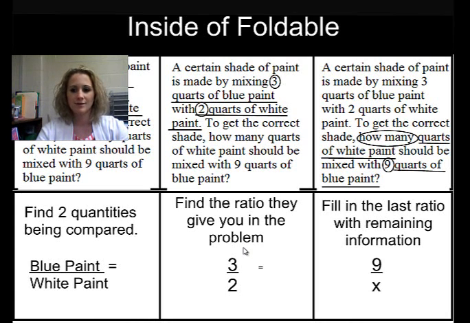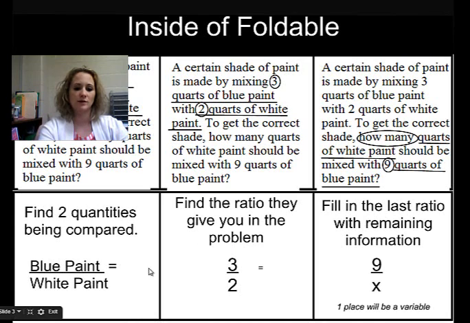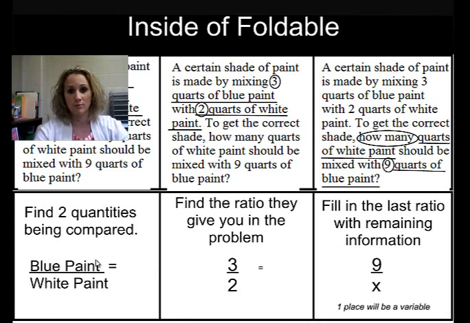You can use any variable, by the way. You do not have to use X. You could use W for white paint. But just know that one place will be the variable, and that's where the words come in. That is the number one mistake with solving proportions, is putting things in the wrong place. If you write down the words to begin with and make sure that you're consistent all the way through, you'll be okay.